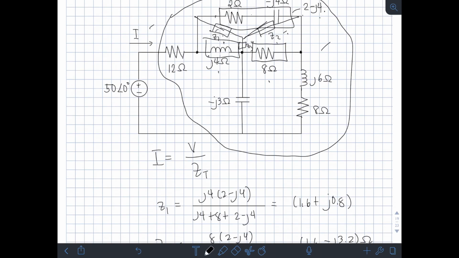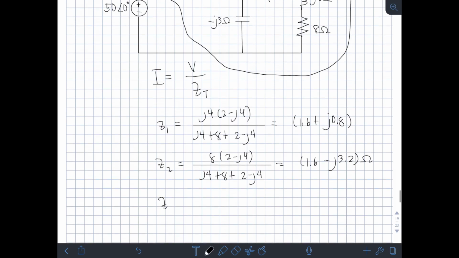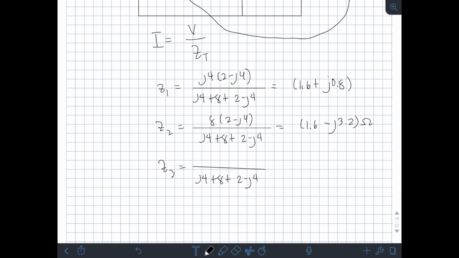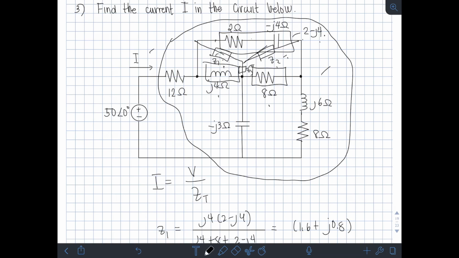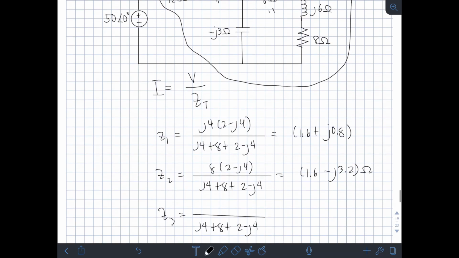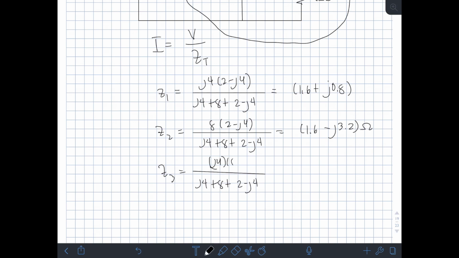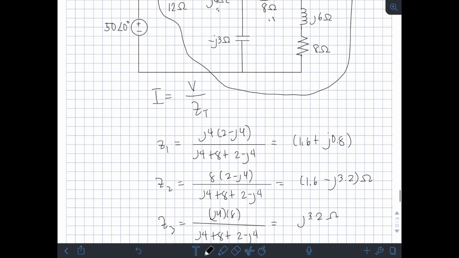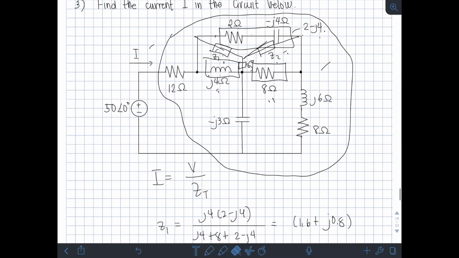Then, last, this Z3. So, Z3 has the same denominator. Then, its numerator is the product of the two impedances adjacent to it, this J4 and 8 ohm. So, we multiply J4 times 8. So, using calculator, what is it? J times 3.2 ohms.